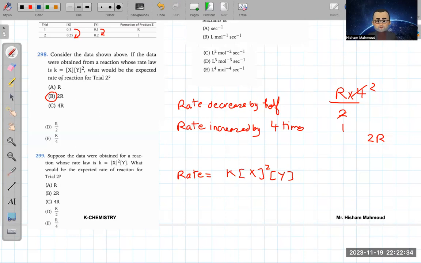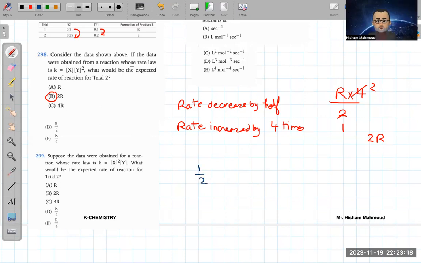So rate is equal to kx squared y. Okay. So if we are following the same way that we are answering, what will be K? He is giving K. What would be the expected rate of the reaction for trial 2? Let's see. In trial 2, concentration of X is cut by half. We'll do the same thing. At X, the concentration is divided by half, like you said. And in Y, it is multiplied by 2.